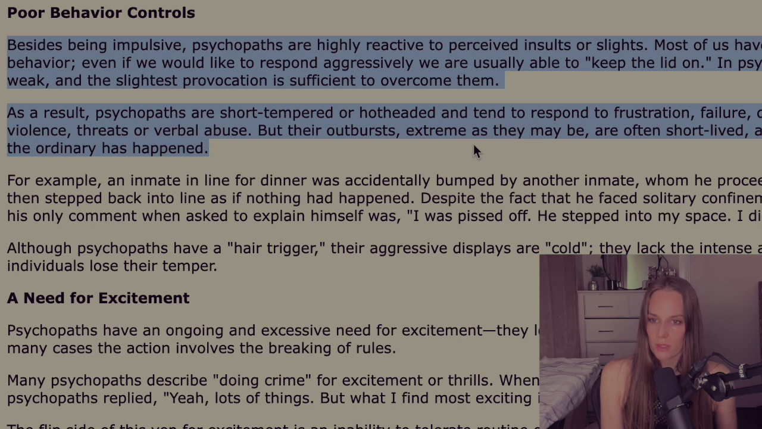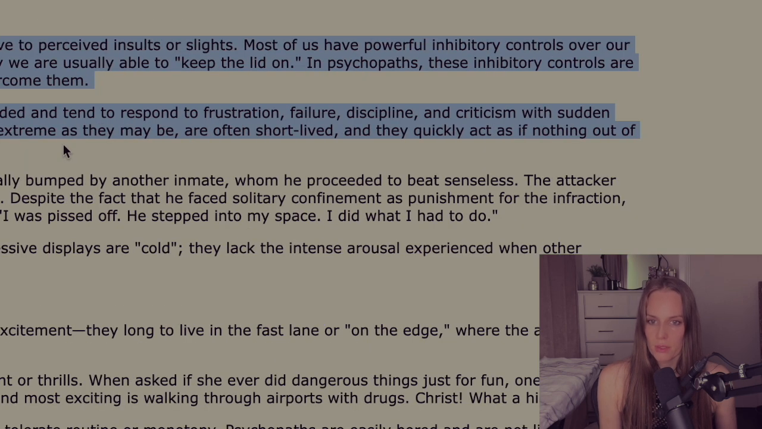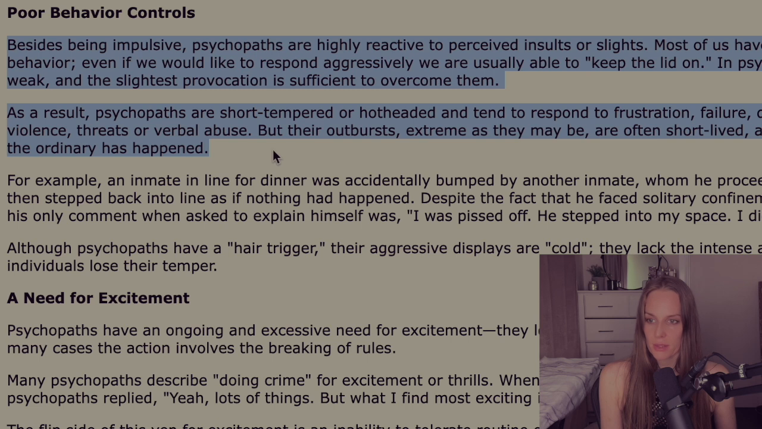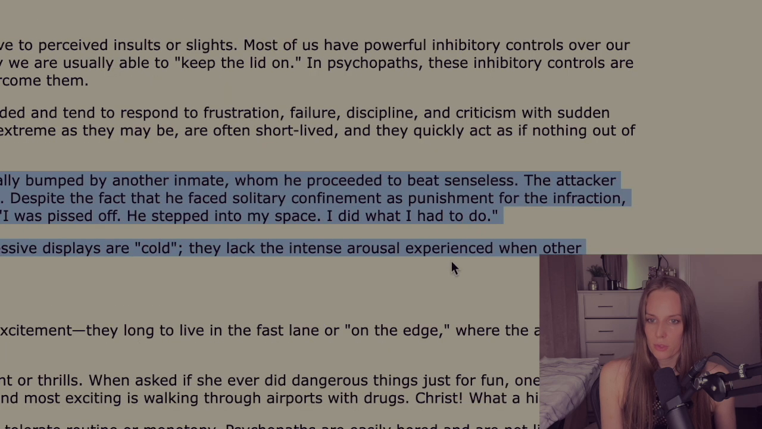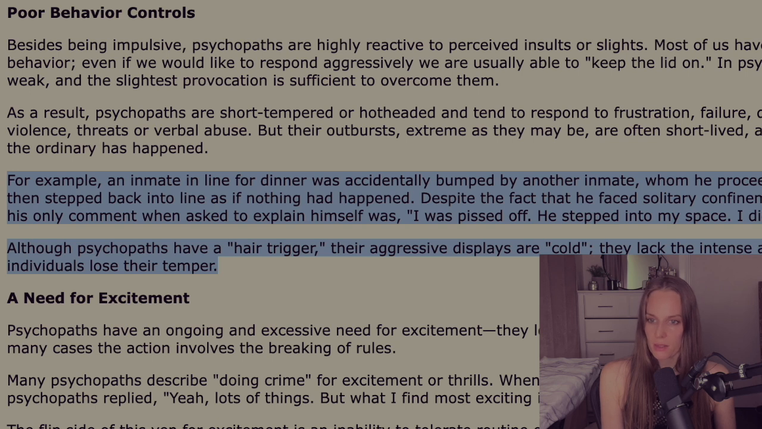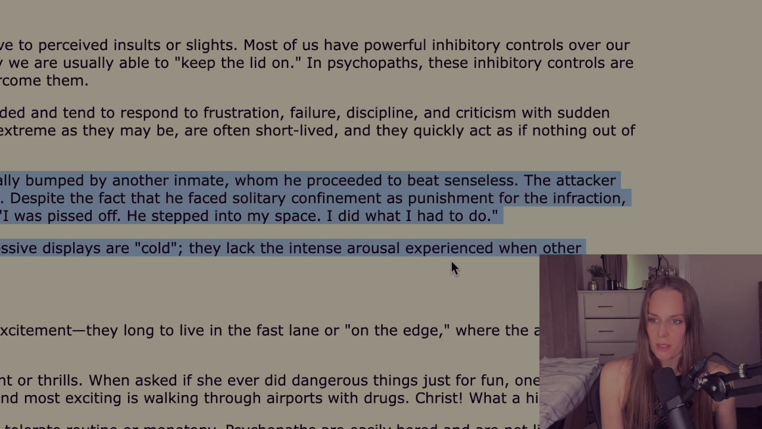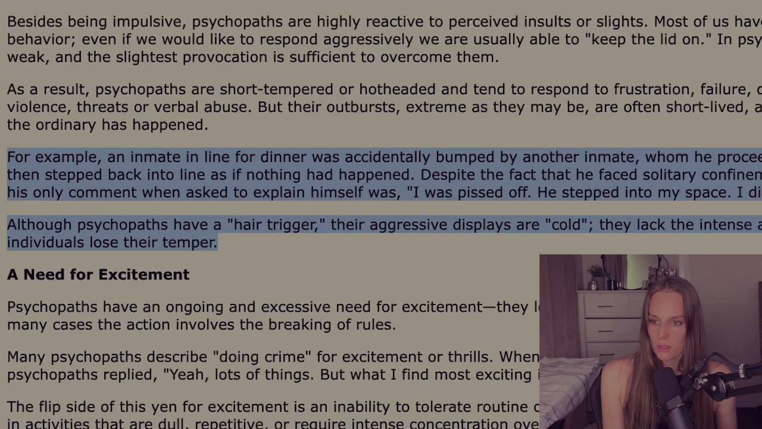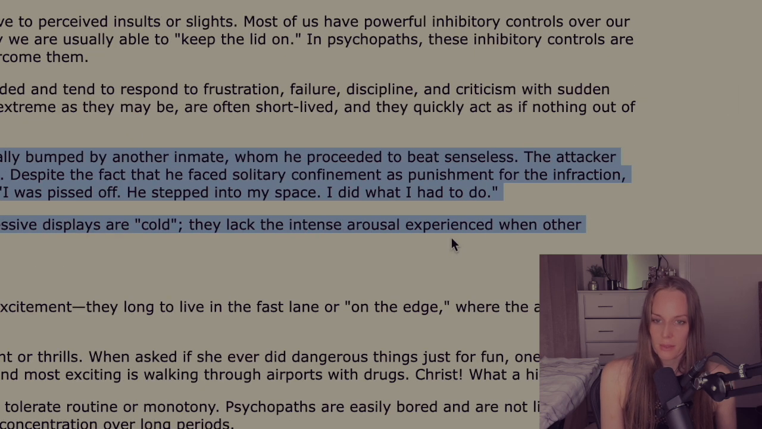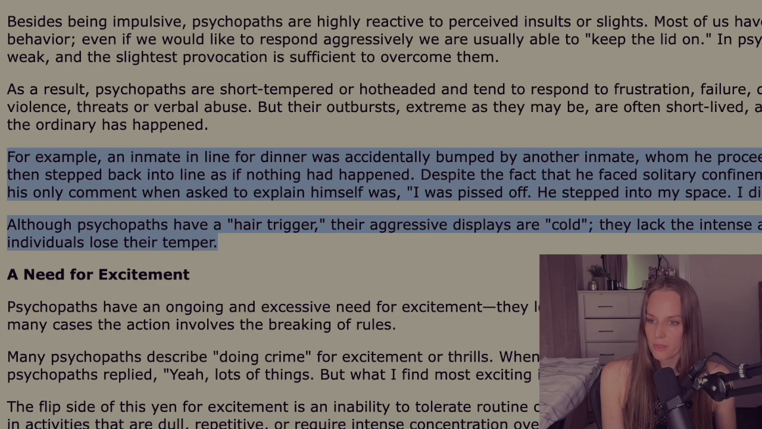But their outbursts, extreme as they may be, are often short-lived, and they quickly act as if nothing out of the ordinary has happened. For example, an inmate in line for dinner was accidentally bumped by another inmate whom he proceeded to beat senseless. The attacker then stepped back into line as if nothing had happened. Despite the fact that he faced solitary confinement as punishment for the infraction, his only comment when asked to explain himself was, "I was pissed off. He stepped into my space. I did what I had to do." Although psychopaths have a hair trigger, their aggressive displays are cold. They lack the intense arousal experienced when other individuals lose their temper.